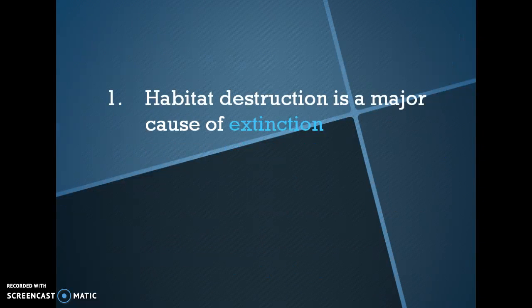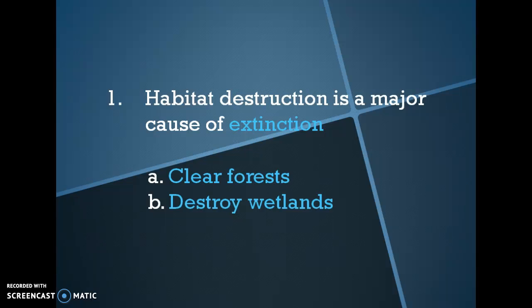The first one is the idea that habitat destruction is a major cause of extinction. The ways we do this is by clearing forests, and destroying wetlands. Those are the marshy, swampy areas that you see sometimes.